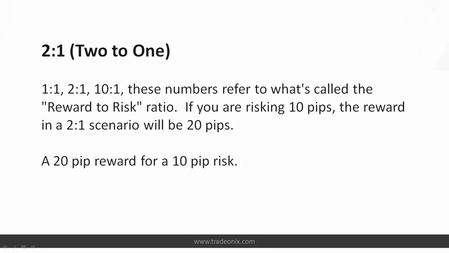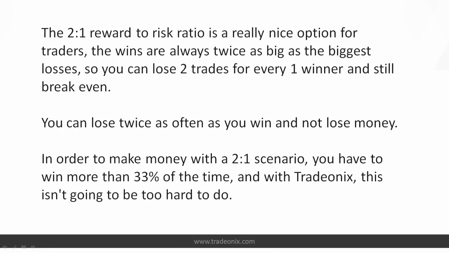A 2-to-1. Now, we have 1-to-1, 2-to-1, 10-to-1. These numbers refer to what's called the reward to risk ratio. If you're risking 10 pips, the reward in a 2-to-1 scenario will be 20 pips. A 20 pip reward for a 10 pip risk, 2-to-1. The 2-to-1 reward to risk ratio is a really nice option for traders.